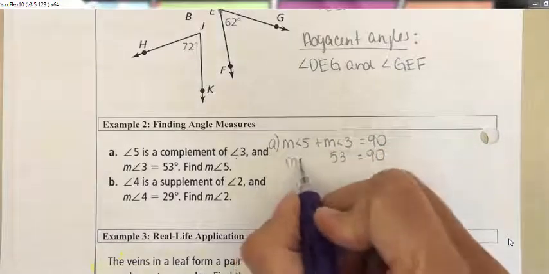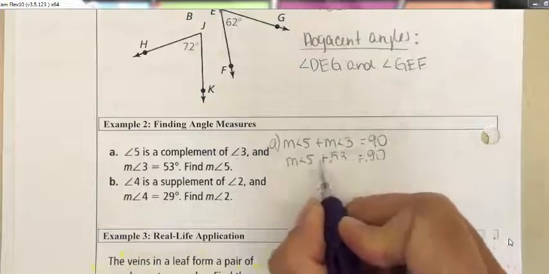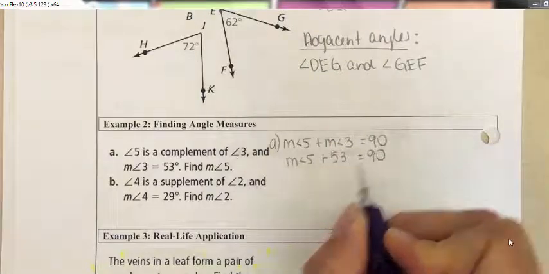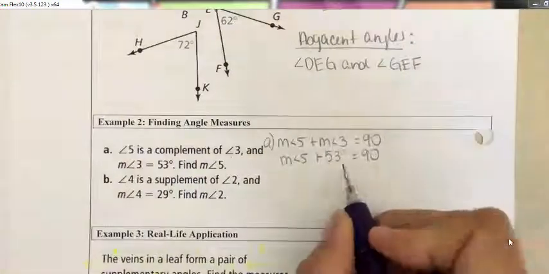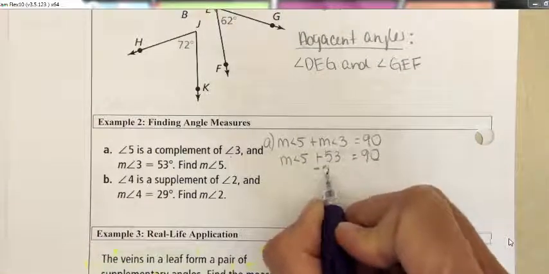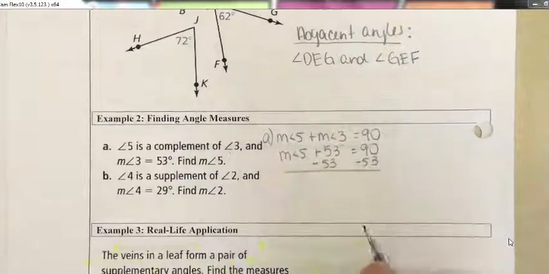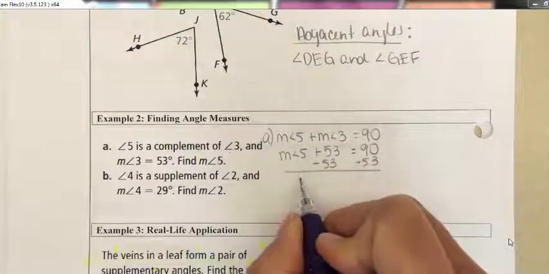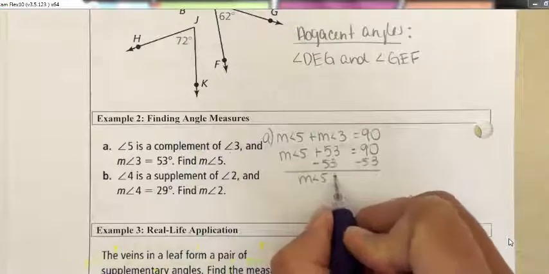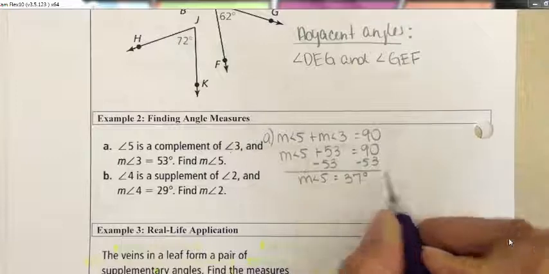I don't know what measure of angle 5 is. But I know that added together, the sum of these two is going to be 90 degrees. So how do I find the measure of angle 5? You just basically 90 minus 53. So I'm using an equation here to solve, only because they won't always be so easy. Things like that you can do in your head. So the measure of angle 5 is equal to 37 degrees.